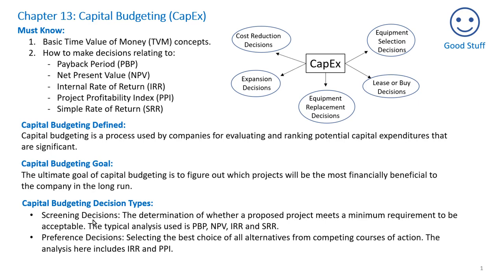Screening is the determination of whether a proposed project meets a minimum requirement to be acceptable. The typical analysis used is payback period, net present value, internal rate of return, and simple rate of return. Preference decisions, on the other hand, focus on selecting the best choice of alternatives from competing courses of action. The analysis here includes internal rate of return and project profitability index.